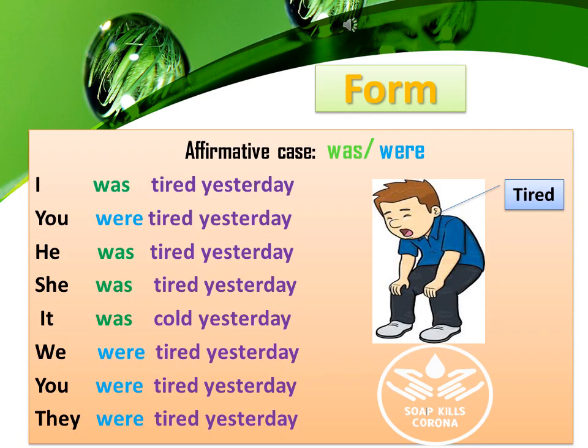So we're going to see now the conjugation of the verb to be in the simple past, in the affirmative case. So I was tired yesterday. You were tired yesterday. He was tired yesterday. She was tired yesterday. It was cold yesterday, meaning the weather was cold yesterday. We were tired yesterday. You were tired yesterday. They were tired yesterday. So this is the affirmative case. Always notice here it is either was or were: was with singular, were with plural.